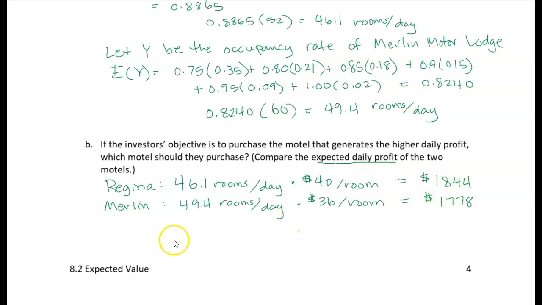So if we had to decide between these two hotels, I would say we'd probably want to buy the Regina. It's going to make us more money. So the Regina Inn has a higher expected profit. Assuming that profit is our motive, then we should buy the Regina.